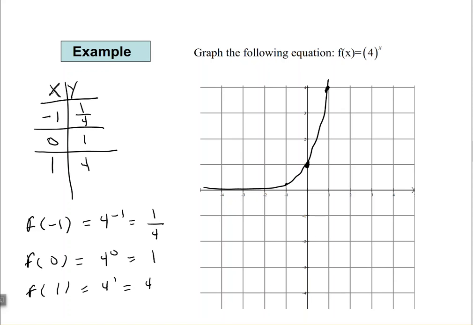and continues to increase and increase. So we have a horizontal asymptote at y equals 0. You see that our domain is from negative infinity to positive infinity, and our range is from 0 to positive infinity.